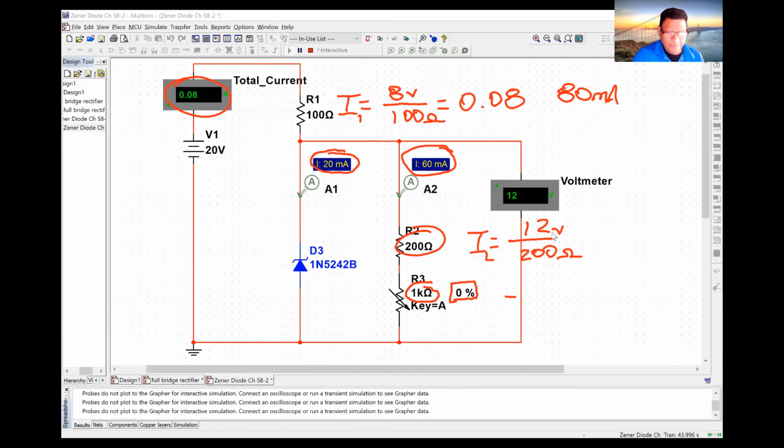Now, when we do our 12 volts divided by 200, you come out with 60 milliamps. Perfect. So it's going to give us 0.06 amps, which is 60 milliamps. And we can see that the rule for parallel circuits, that the total current is equal to I1 plus I2, is still being maintained. So we are not violating any rules. Everything always has to match.